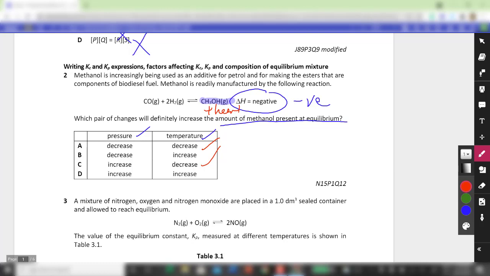Okay, then what about pressure? I think pressure wouldn't be that difficult either, because on the left hand side we have 3 moles of gaseous molecules, right hand side we have 1. So again, in order for me to get more methanol, I should be increasing the pressure so that the position of equilibrium will shift in a direction so as to produce a smaller number of moles of gaseous molecules, and in that sense it partially mitigates the increase in pressure. So in this case I will choose option C as my answer.